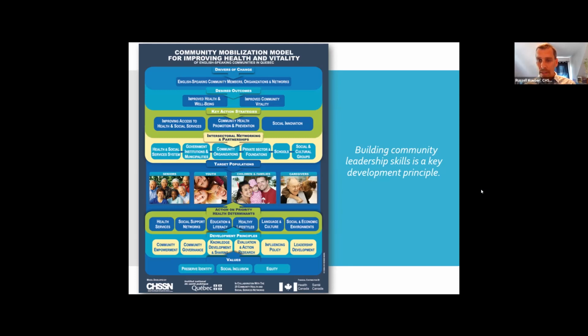There's a real emphasis on us as individuals as an important asset towards the long-term vitality of our English-speaking communities. So we put a big focus on understanding what leadership development is and helping us build our capacity and competencies in that area.